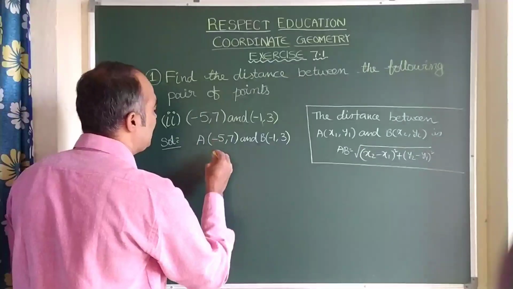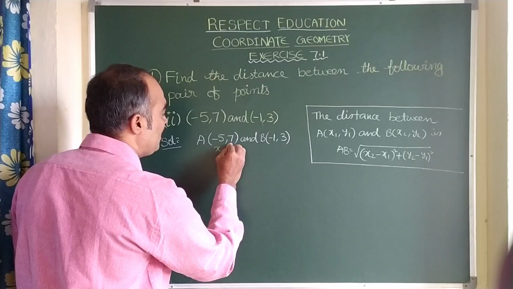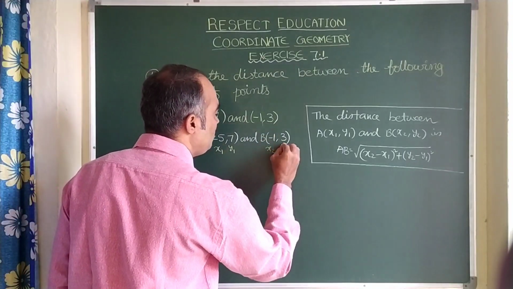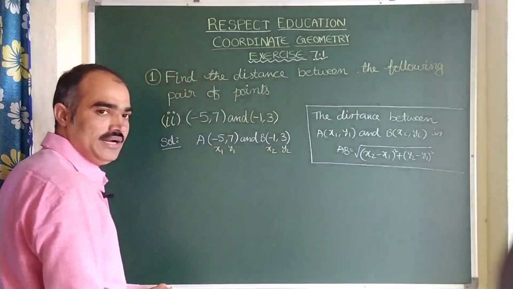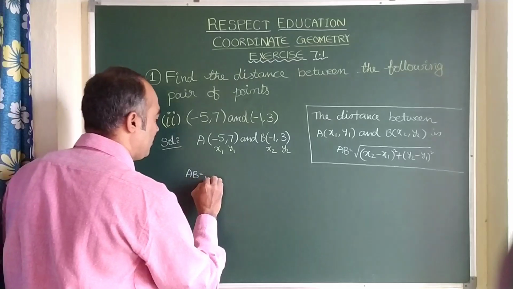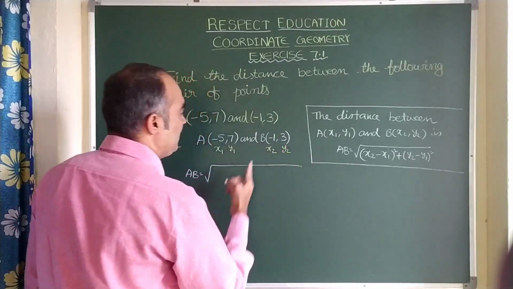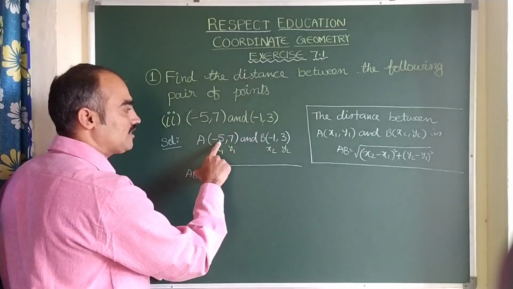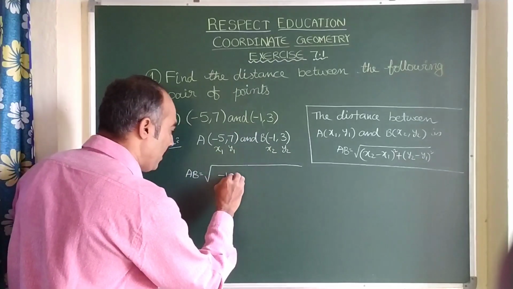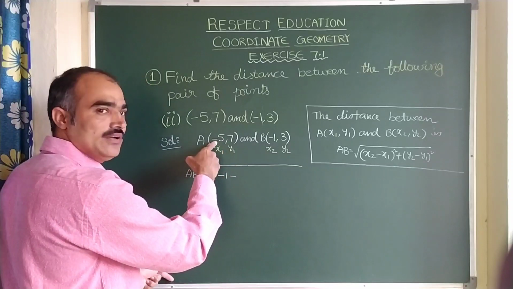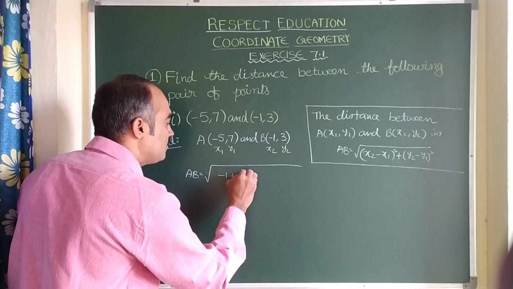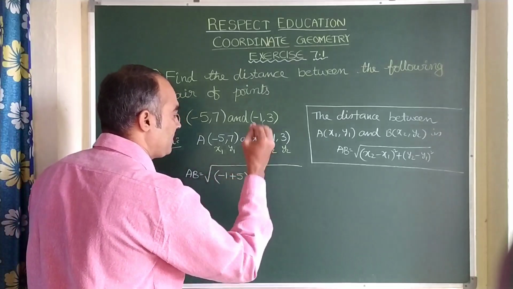So here let us label it as x1, y1. B is x2, y2. Right? Now let us define the distance, that is AB. AB is equal to under root. See x2 minus x1 whole square. x2 is minus 1, minus x1 is minus 5. This minus into this minus becomes plus whole square.